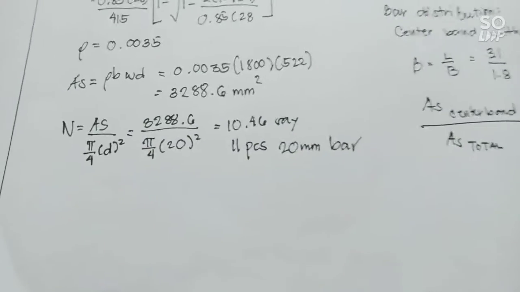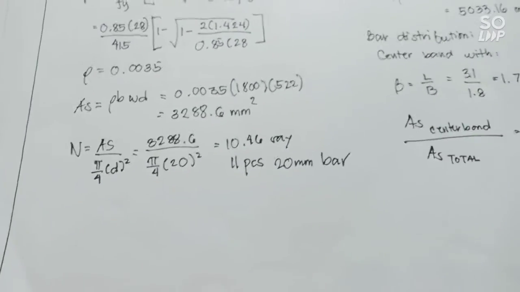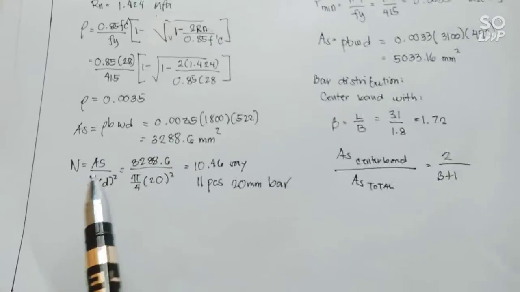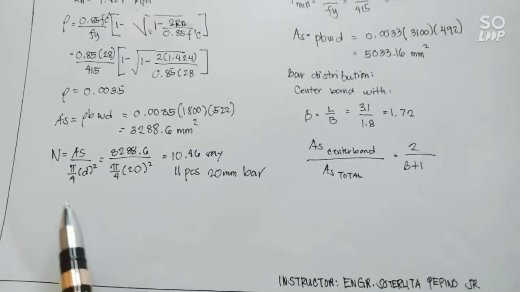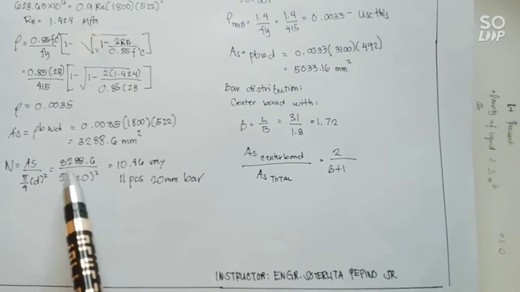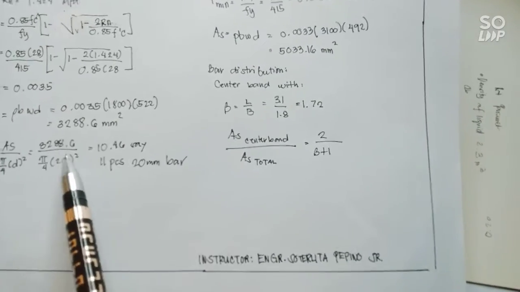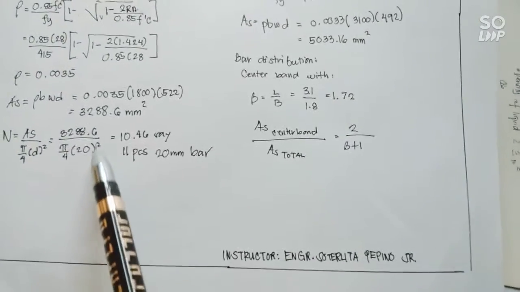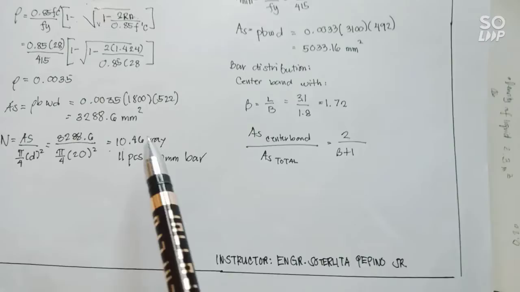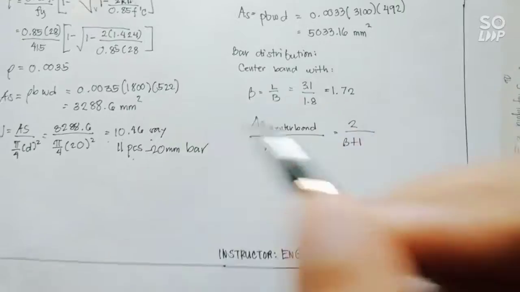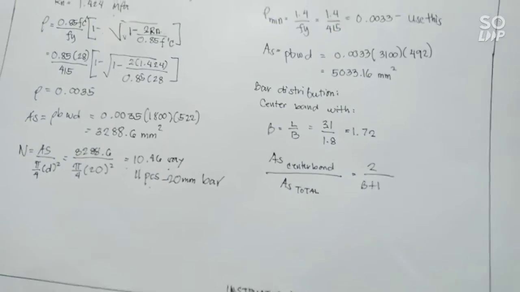And in finding the number of steel bars, we need to use this equation, which is N equal to the area of the steel reinforcement over the area of the steel bar. To substitute the As, we have 3,288.6 millimeters squared over pi over 4 times the diameter of the steel bar, which is 20 squared. So we have 10.46, and let's say it is 11 pieces of the 20 millimeter diameter bar.